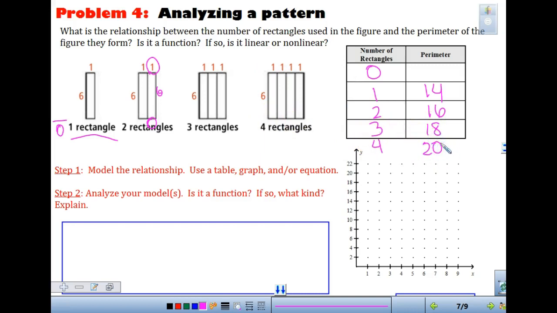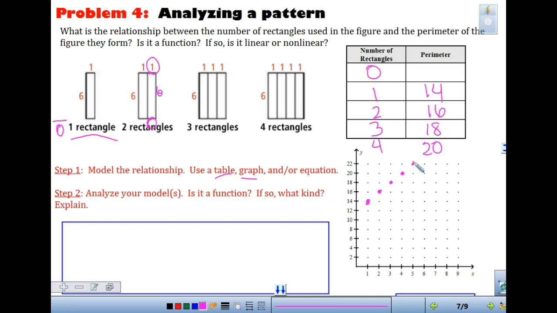So we're looking at it. Now we've made the table. We want to make the graph. So making the graph, at 1, we're going to go to 14. At 2 is 16. 3 is 18. 4 is 20. If I asked you to do 5, what would you think 5 is? 22.